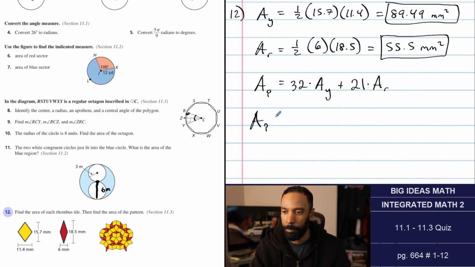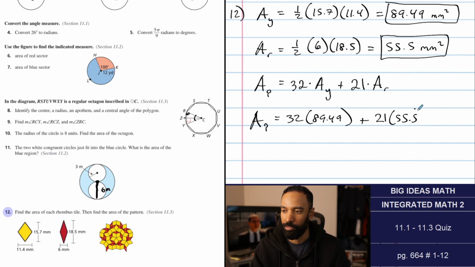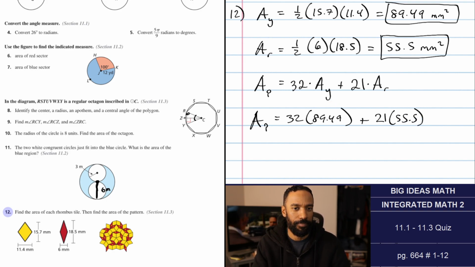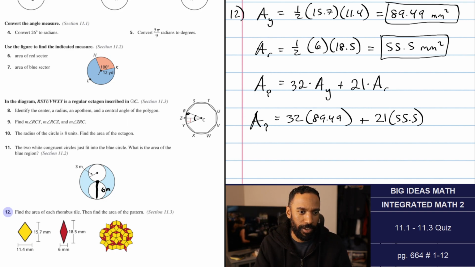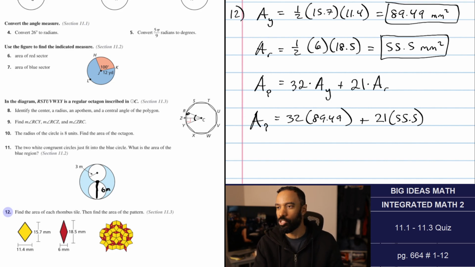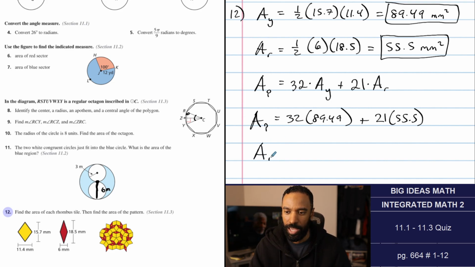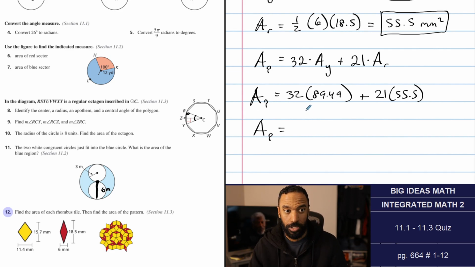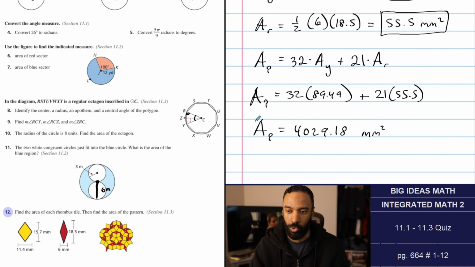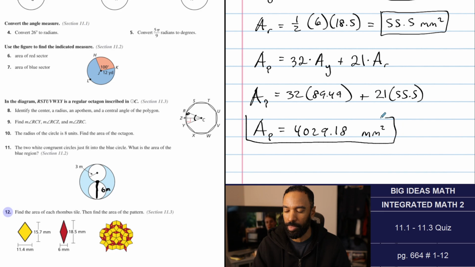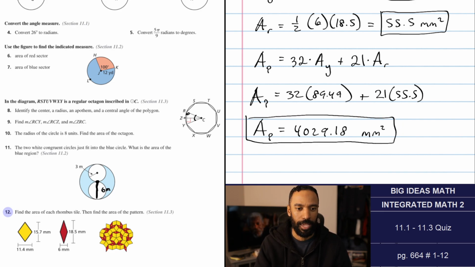So this is going to be 32 times 89.49 plus 21 times 55.5. So calculator work will get us the rest of the way. 32 times 89.49. So again, good thing we didn't round early. Plus 21 times 55.5. And this gives us 4,029.18. This is exact. Area of pattern is 4029.18 square millimeters. If they asked us for like square centimeters or something like that, then I suppose that we could come up with that as well. But that should be it.